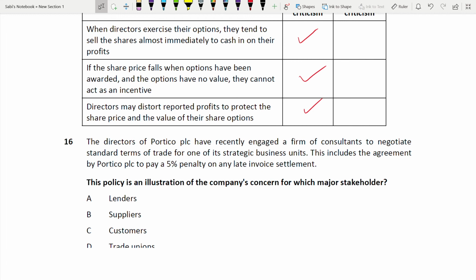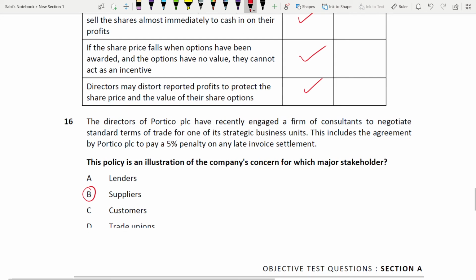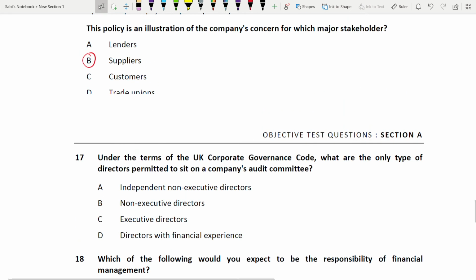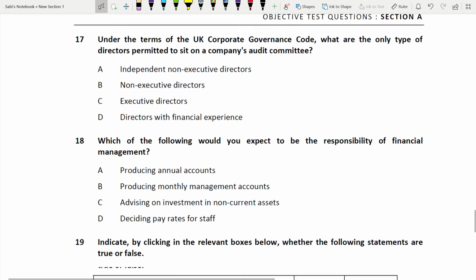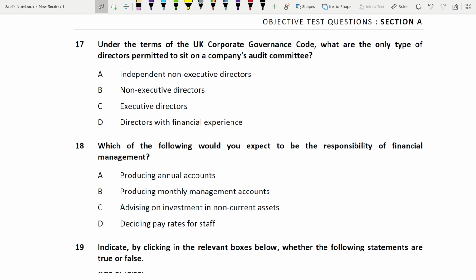This should be something which is very easy for you to identify. It is definitely supplier. It's not customer, it's not lender, it's not trade unions. How do you know supplier? Because invoices are received from supplier, not by lender or customer or trade union. It is received by supplier only, right? You are receiving invoices and all. So even a little bit of common sense will help you to answer this. You don't need to study so much of stakeholders and all. So 17, 18 and 19 and then we are over.